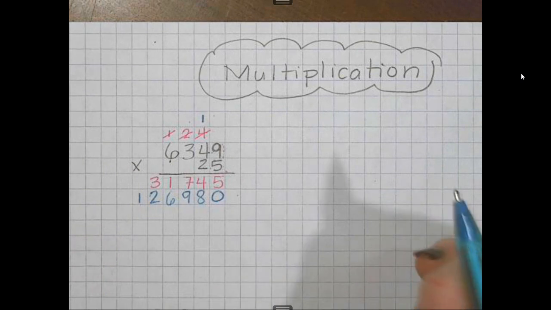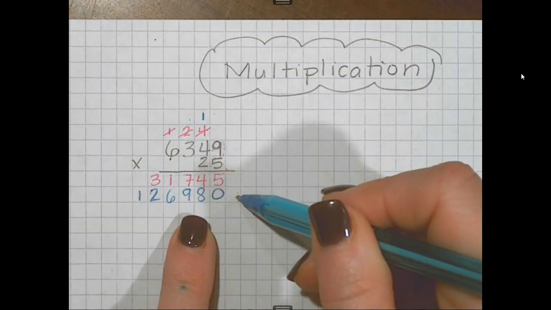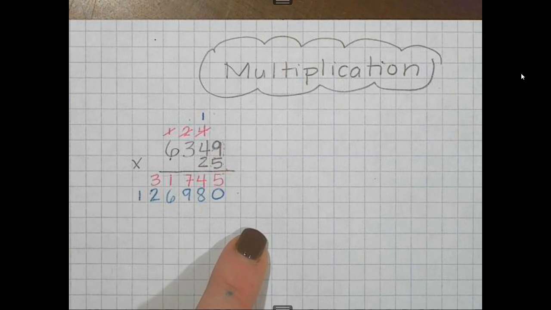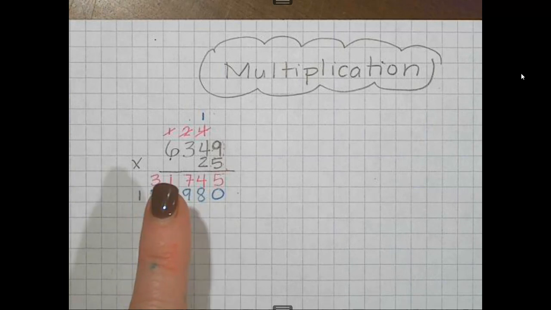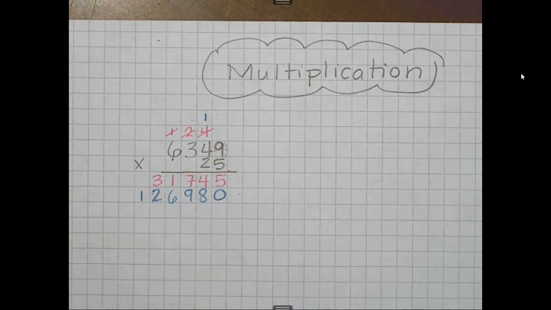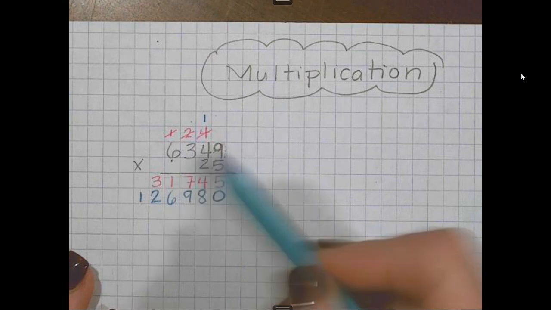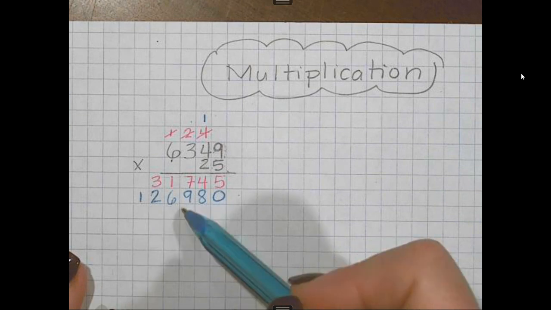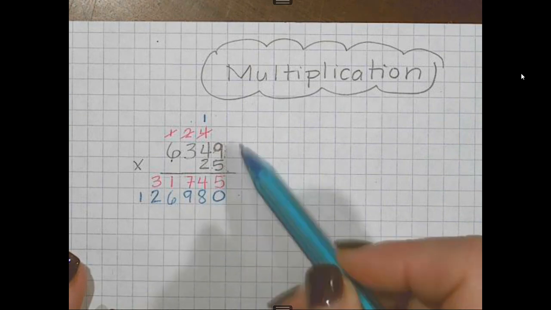So I want you to think about something real quick. Let's just look at this partial product that we just wrote in blue. All right, so 6,349 multiplied by 10 would be 63,490, right? And if we doubled that, it would be 126,980. So what I'm getting at is 6,349 times 20 is going to be 126,980.